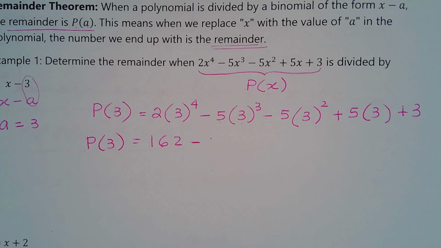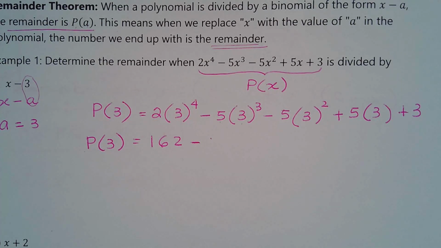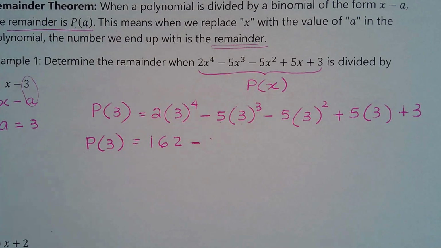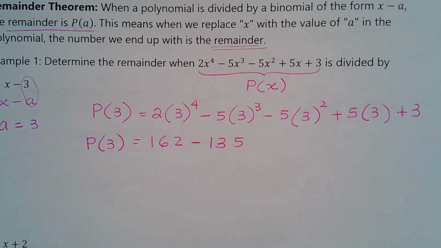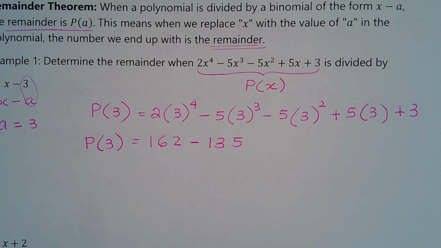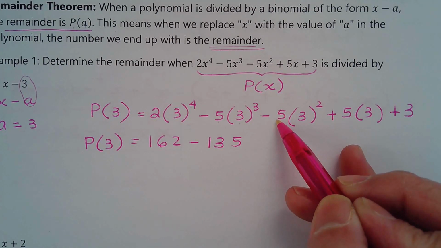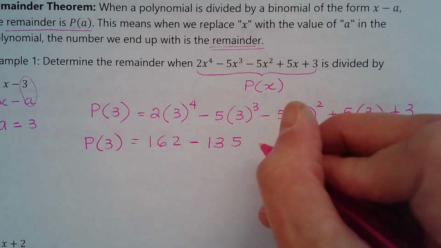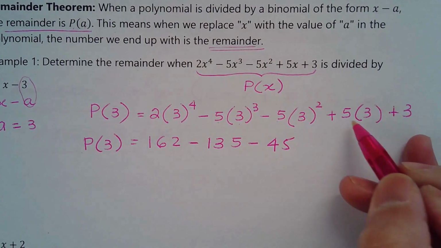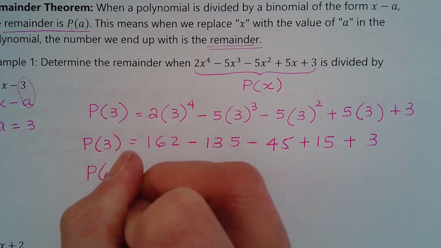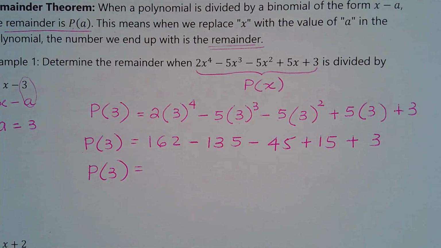My brain is going to be lazy today. I don't want to do long division in my brain. 27 times 5. 135. Okay, so 3 cubed means 3 times 3 times 3, so that's 27. 27 times 5 is 135. Now, minus 5 times 3 squared. 3 squared is 9. 9 times 5 is negative 45. And then 5 times 3 is 15, plus 3. And then p of 3, now it's just really nice, 162.